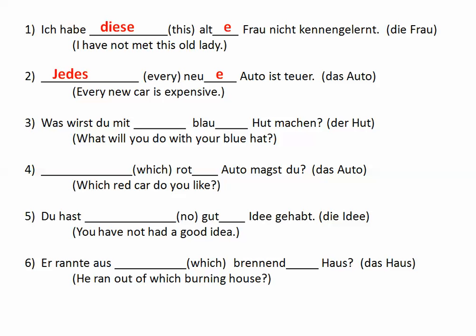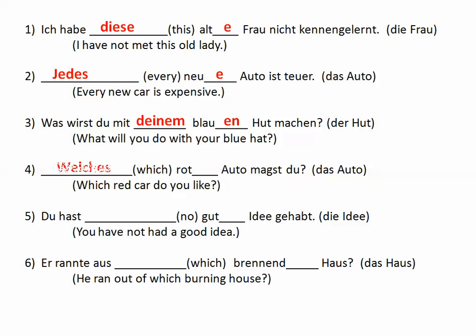Was wirst du mit... Mit is a dative preposition. So we're going to say yours, so it's going to be dein. We're going to take the Hut as a der word, changing to dem, add the -em on to dein, you get deinem, and in the dative, all adjectives end in -en. So, was wirst du mit deinem alten, oder was wirst du mit deinem blauen Hut machen?